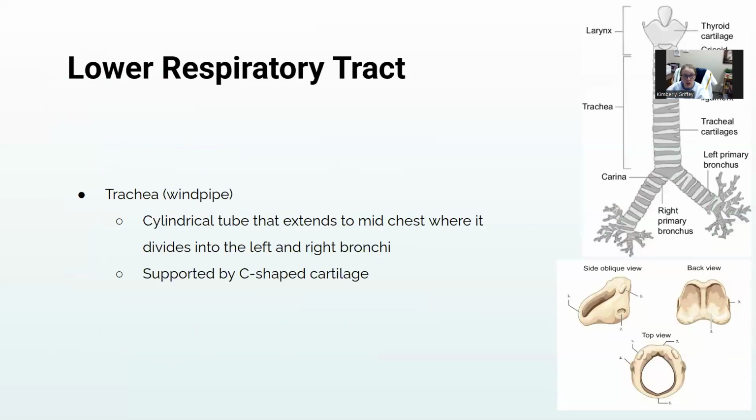The lower respiratory tract contains the trachea or the windpipe. And this is a cylindrical tube that extends to the mid-chest where it divides into the left and right bronchi. And it's supported by a C-shaped cartilage. This just helps prevent the trachea from collapsing. And then the cricoid cartilage is the only complete cartilaginous ring in the nasopharynx. So you hear medical shows talk about applying cricoid pressure. This is what they're talking about.